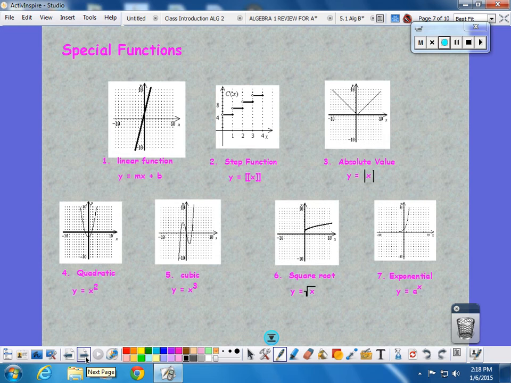All right, I'm going to give you a quiz on these in just a second. So let's talk about them again. We kind of introduced it earlier, but we're going to do it again here. Go back to think about your parent graphs. Okay, this is a linear function. Why? Because it's a line, like we were talking about earlier.